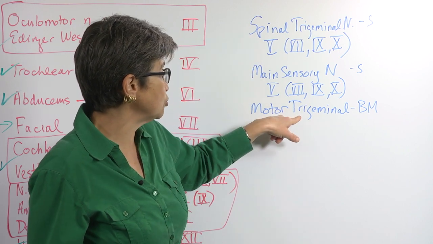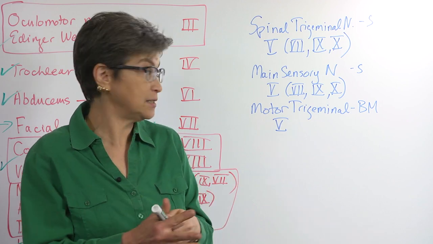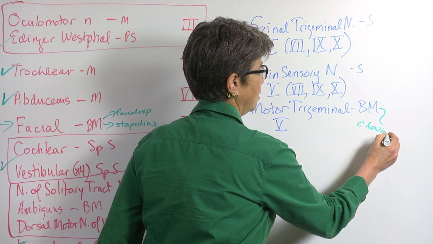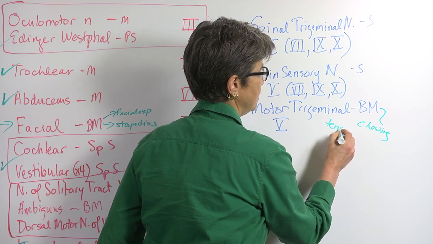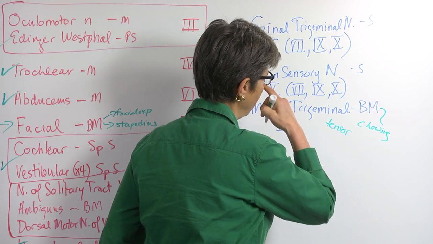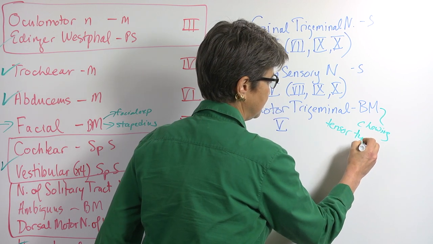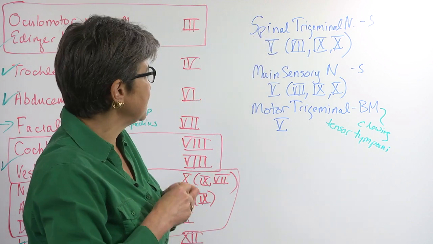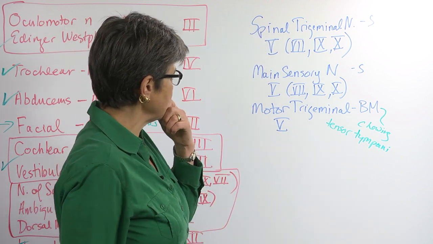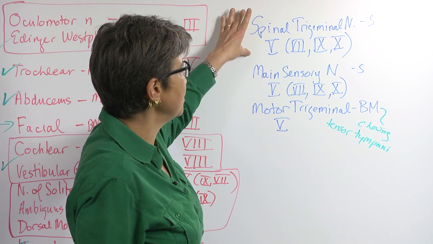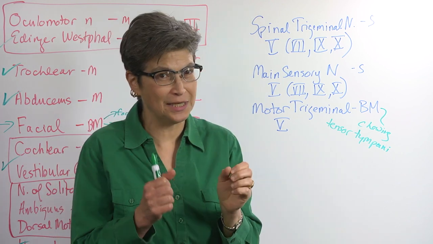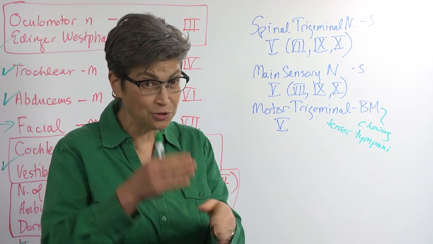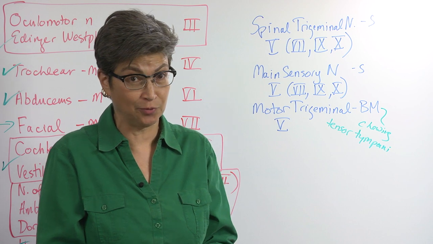And finally, there's the motor trigeminal nucleus that gives rise to the axons that innervate the chewing muscles, but also a muscle called the tensor tympani. We'll come back to that when we talk for a moment about the trigeminal nerve. So what's important here is the spinal trigeminal nucleus is a very important nucleus. It's a big nucleus. It's a long nucleus. It covers a lot of the hindbrain.